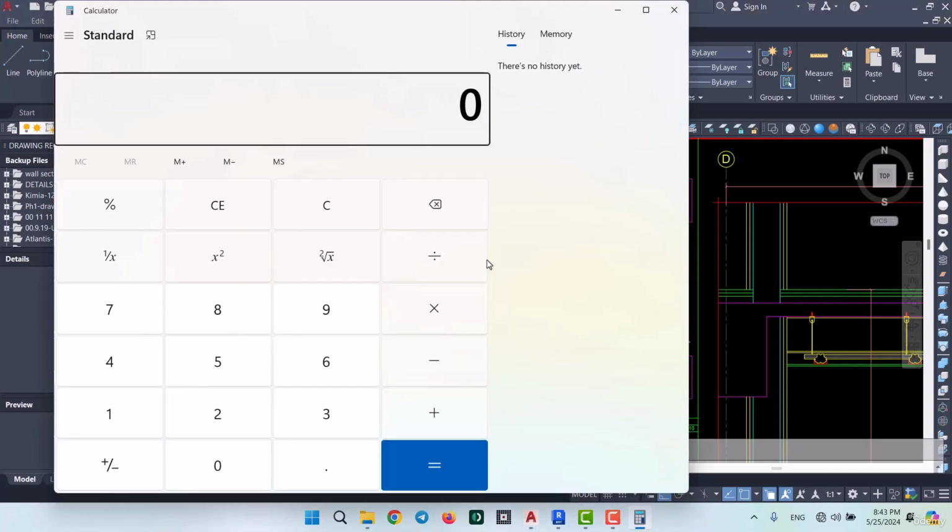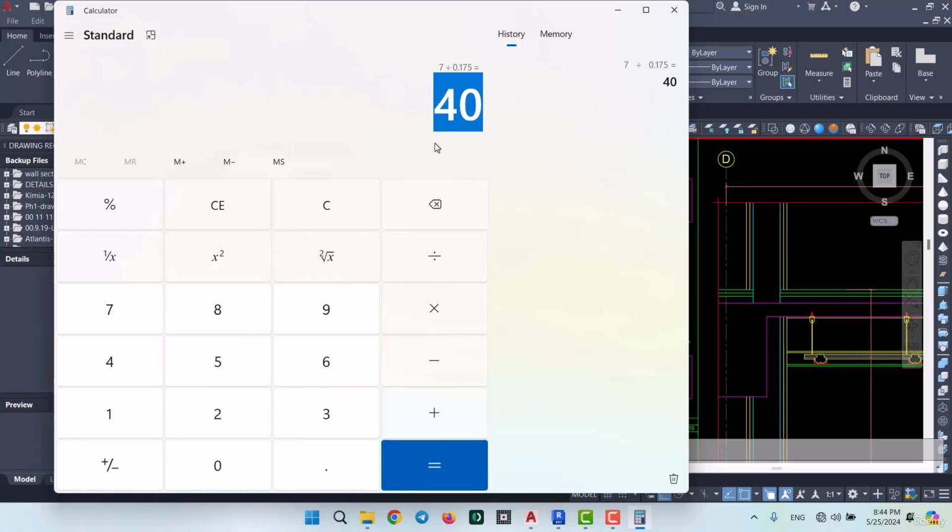Now what's the overall elevation of the entire level? That's 7 meters. Okay, now the height of each step was 17 and a half. So if I divide that by 17 and a half, then I will get 40, which means that we would need 40 steps of stairs to get to the first level from the ground floor.